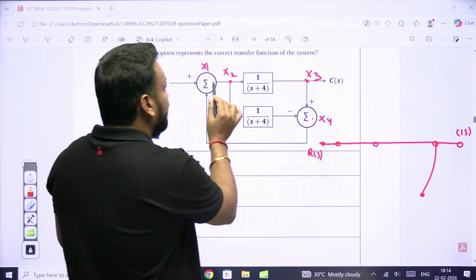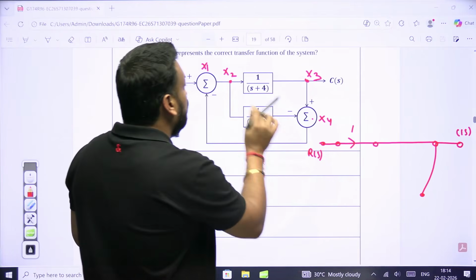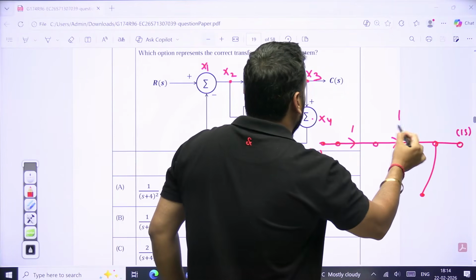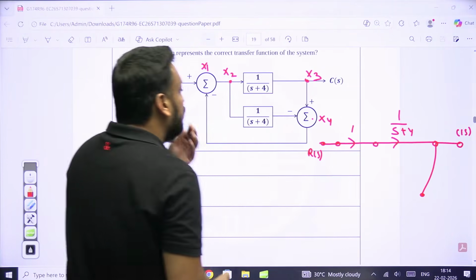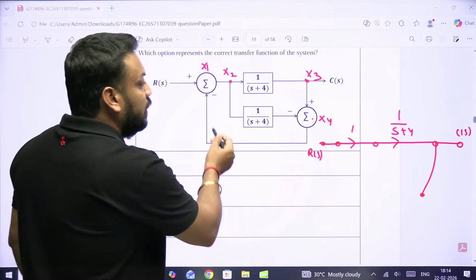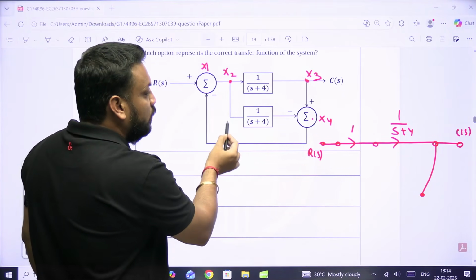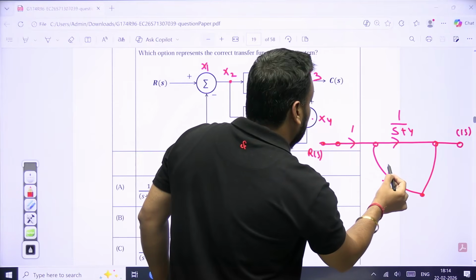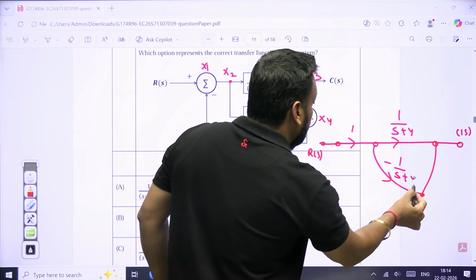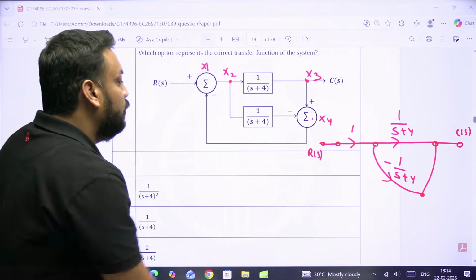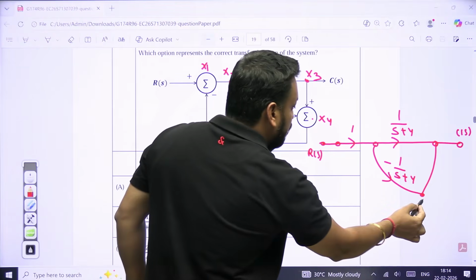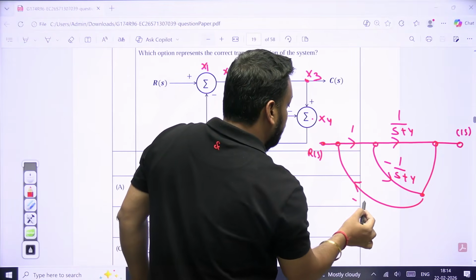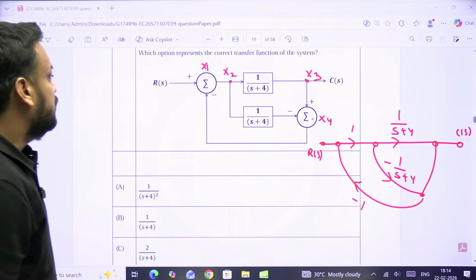Now between x1 and x2 there is nothing, so the gain is 1. Between x2 and x3 it should be 1/(s+4). After that, when you connect x2 to x4, you will get minus 1/(s+4). And you can connect x4 back to this also and you will get -1. Is this crystal clear? Yes.